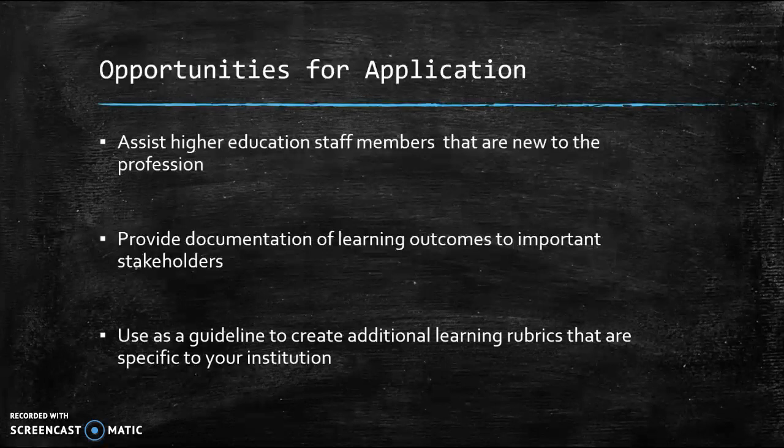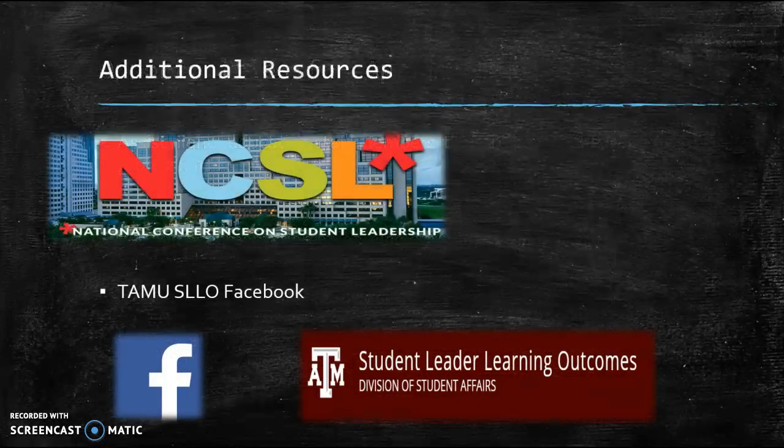And it also helps to use these rubrics that Texas A&M has provided to create additional rubrics that are going to be specific to your institution. So they've done a really great job at coming up with these 15 content areas. But if there is something that you would like to measure at your institution that is not covered in these 15, you can certainly use these as a template to create something that's applicable to your own institution.